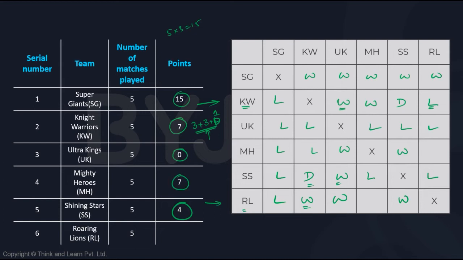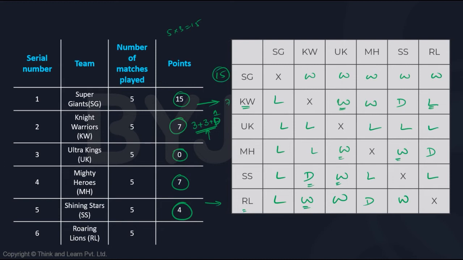The Mighty Heroes have a total of 7. We already got 2 wins. The only way in which you can get 7 is by having a draw here, which means this should also be a draw and the table is completed. So you have 15 points here.